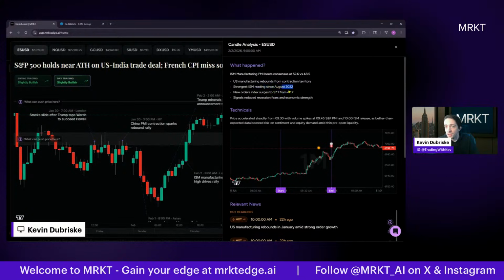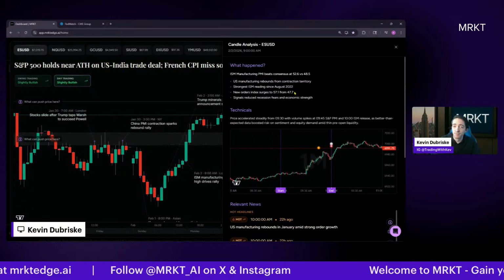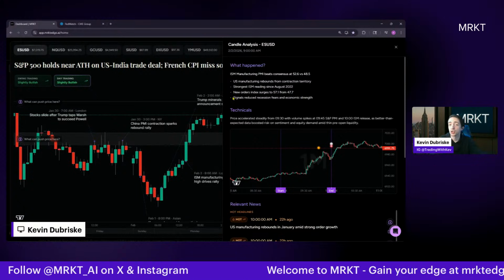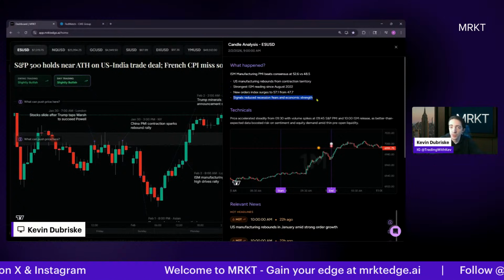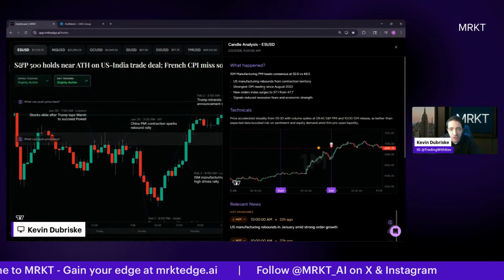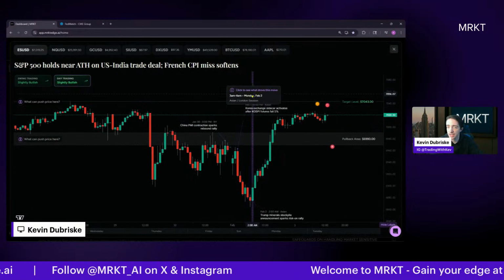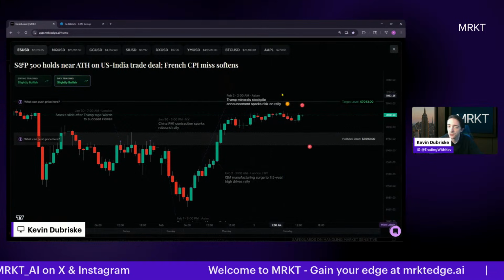So new orders index surged to 57.1 from 47.7. That's another massive surge, again, showing some strength, right? So signals reduced recession fears and economic strength. So I do want to look for some continuation today on the S&P 500. We have our full chart printed out right here with our most recent annotations.